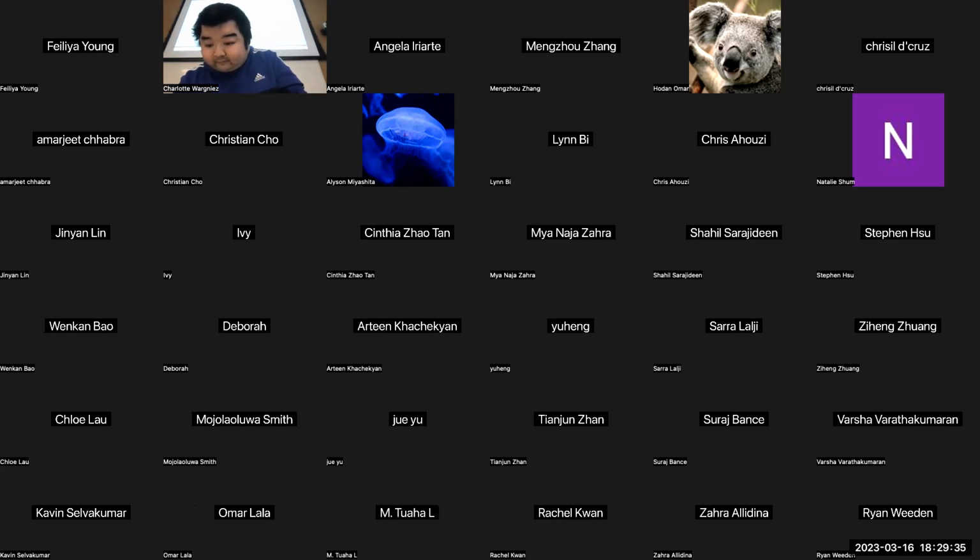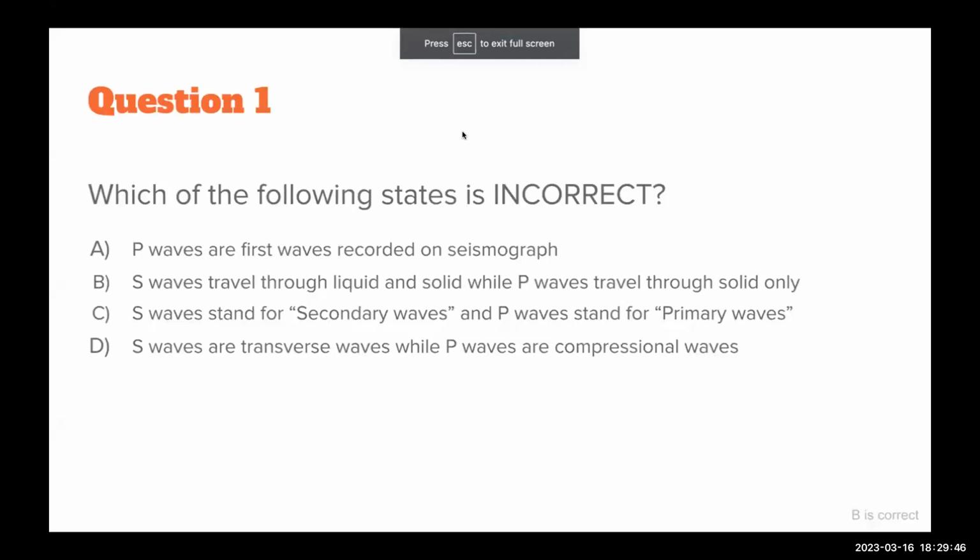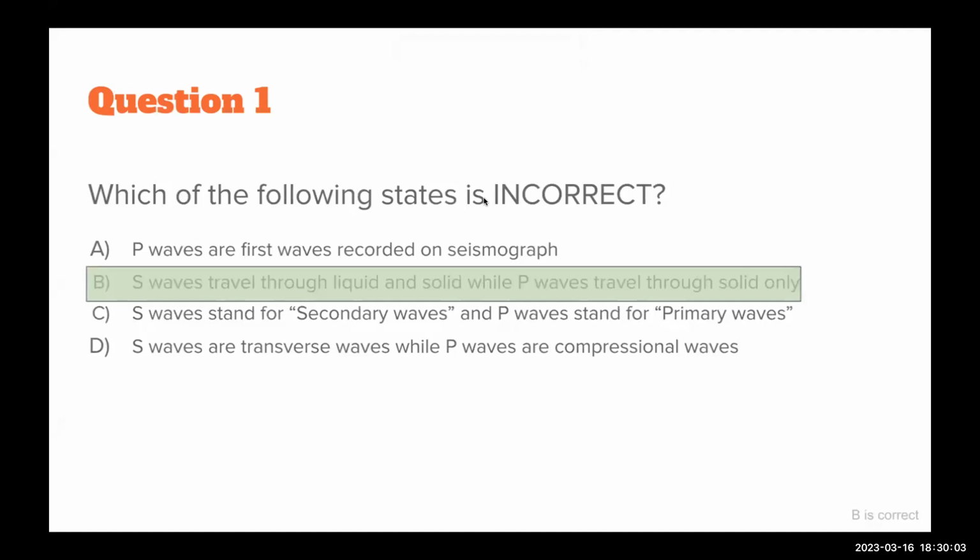Question 1. Which of the following statements is incorrect? Let's check which ones are correct and see that we actually know this information. P waves are the first waves recorded at the seismograph station, yes, because they're the fastest ones. Correct. S waves stand for secondary waves, also easy to remember. They're the second ones to come, right? S waves are secondary waves and P waves are primary waves.